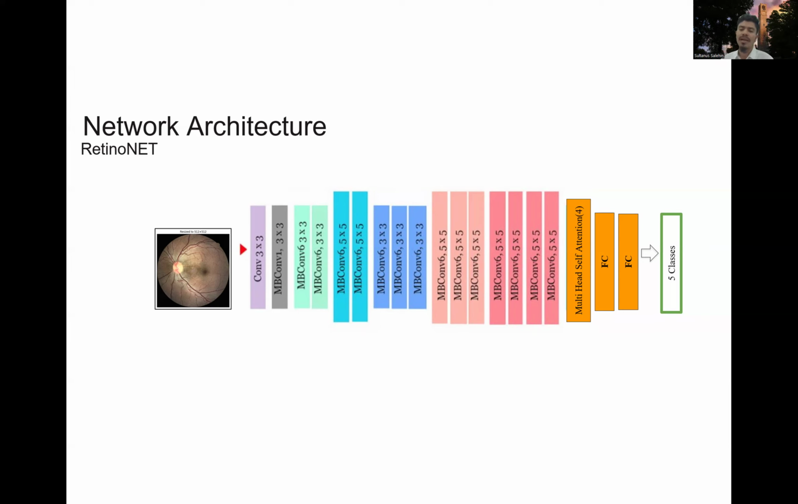So why did we choose multi-head self-attention? Because while EfficientNet would focus on local features, multi-head self-attention was able to focus on the global features as well within each of the images.